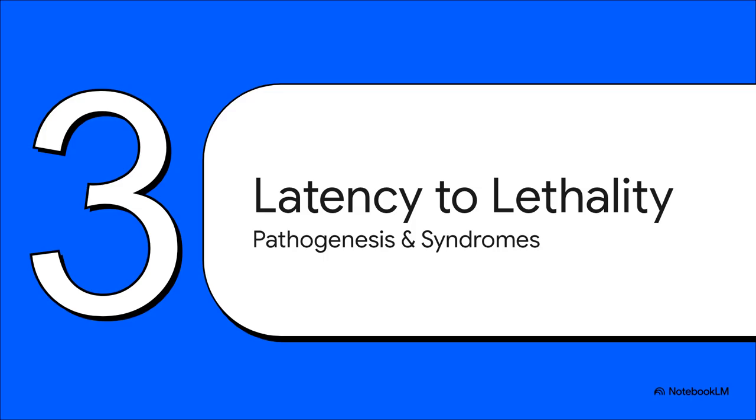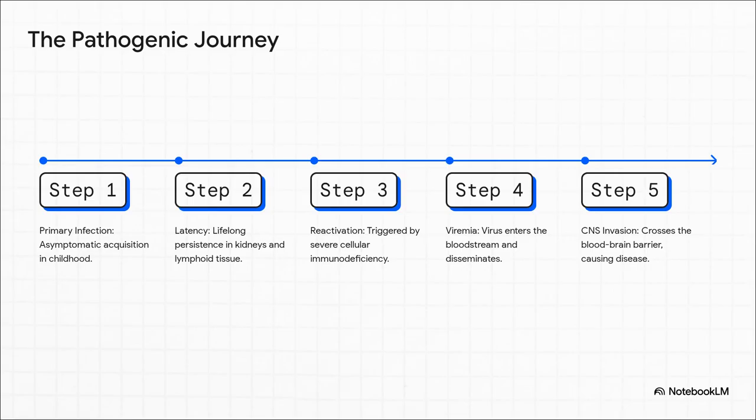So how does this incredibly stable virus go from being a silent, lifelong infection to a lethal neurological disease? This next section breaks down that exact pathogenic journey. It all starts pretty innocently, with an asymptomatic infection, usually in childhood. This leads to a lifelong latency, primarily hanging out in the kidneys. The trigger for disaster is always a severe drop in cellular immunity. That's the signal that allows the virus to reactivate, spill into the bloodstream, and then, critically, cross the blood-brain barrier and just wreak havoc in the central nervous system.